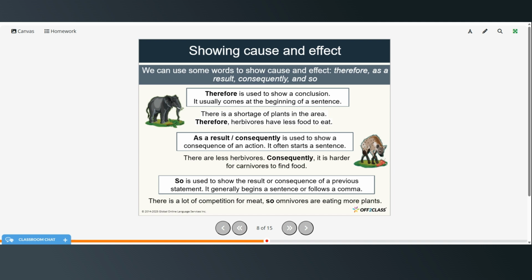As a result, or consequently, is used to show a consequence of an action. It often starts a sentence. There are fewer herbivores, consequently, it is harder for herbivores to find food. And so is used to show the result or consequence of a previous statement. It generally begins the sentence or follows a comma. So there is a lot of competition for meat, so omnivores are eating more plants.